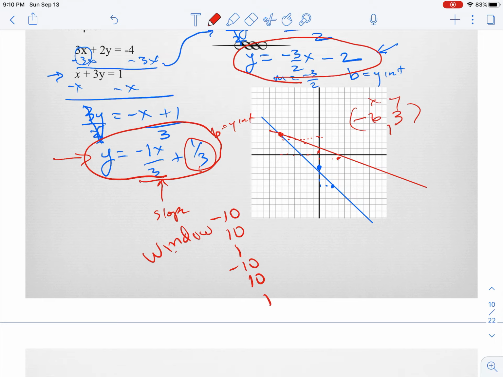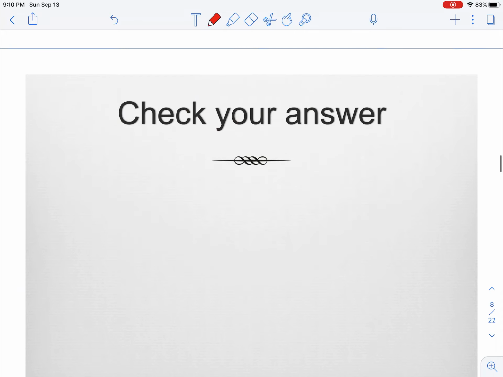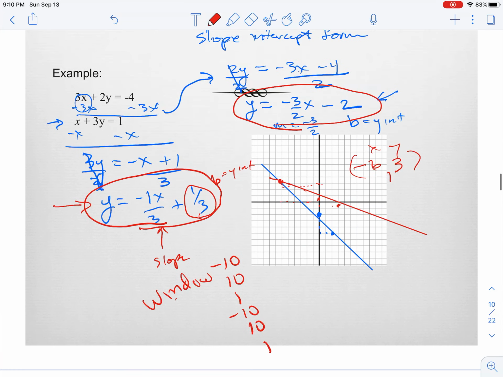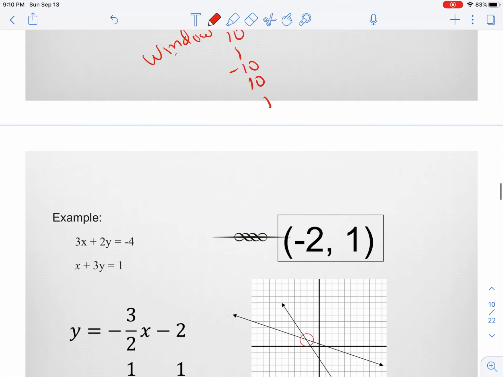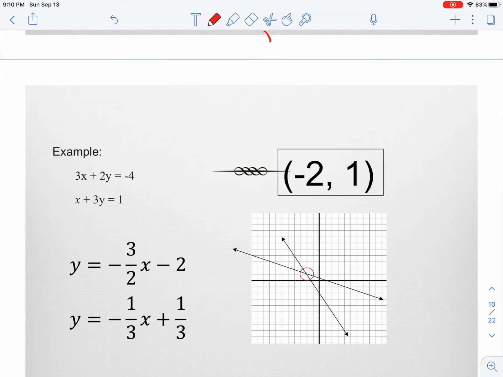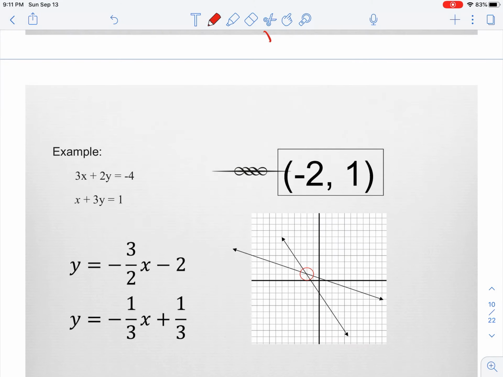Now when you hit graph, it is a little bit clearer where they intersect. It does look like it is at that point. Where did we find that? It does look like it is at -2, 1. Now, when you check that in the original equations, you'll find that, yeah, we nailed it. We got the right answer.